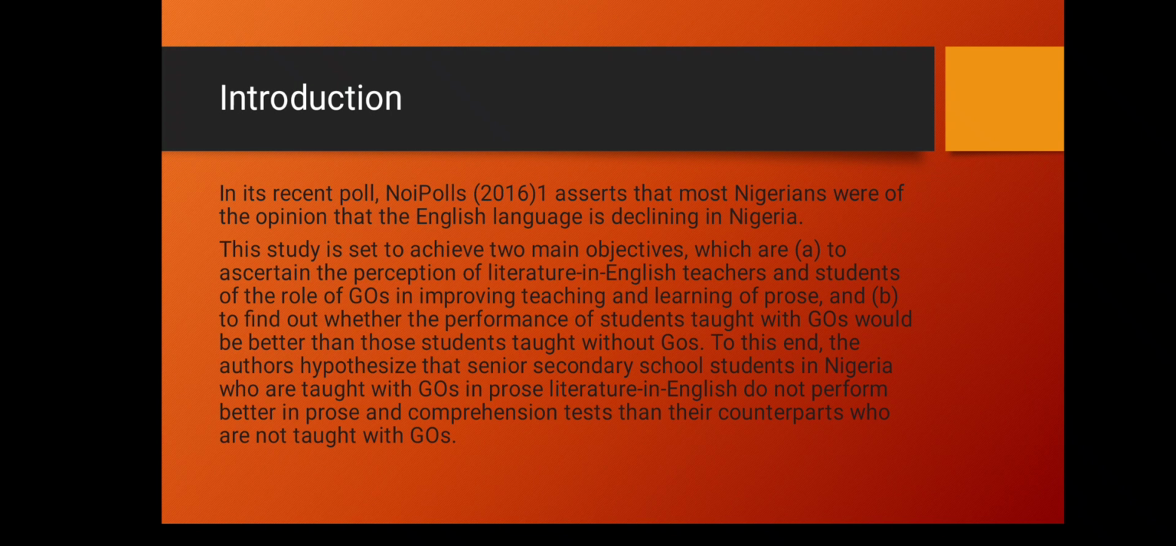To this end, the authors hypothesize that senior secondary school students in Nigeria who are taught with GOs in prose literature in English do not perform better in prose and comprehension tests than their counterparts who are not taught with GOs.